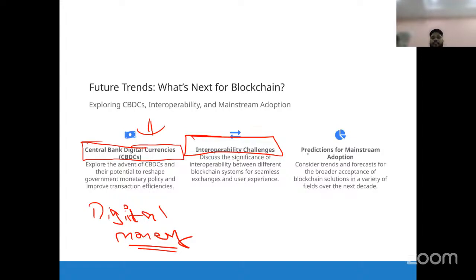Okay. Then coming to predictions for mainstream adoption, what does this mean? Predictions for mainstream adoption means that as blockchain is continuously growing, it is expected to become more widely used across industries like banking, healthcare, and supply chain. The suggestion is that over the next decade, blockchain solutions will be adopted in all of these places, helping you improve your transparency, security, and efficiency in whatever sector you are implementing this.